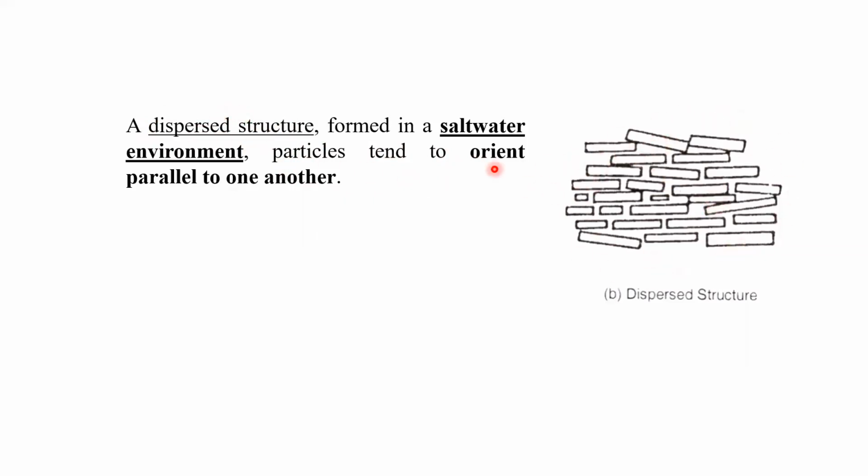Below the ground level, you can see one important thing: the particles are parallel to one another. Orientation means direction, how the particles are accumulated, how the particles are deposited, right? The particles are deposited parallel to each other. That is the characteristic of the dispersed structure, which is deposited with the help of salt water.